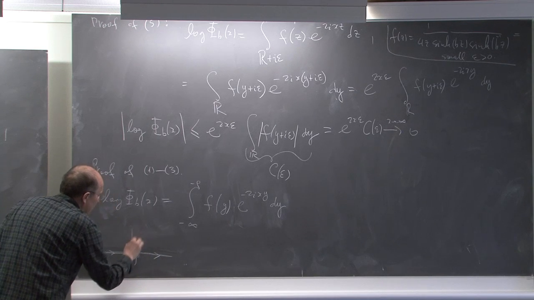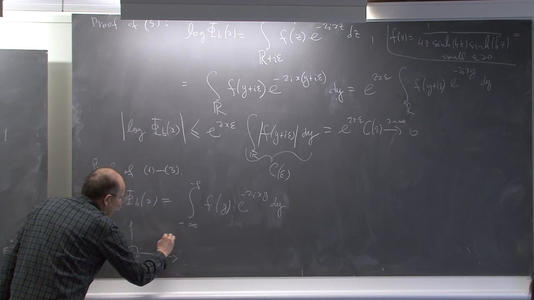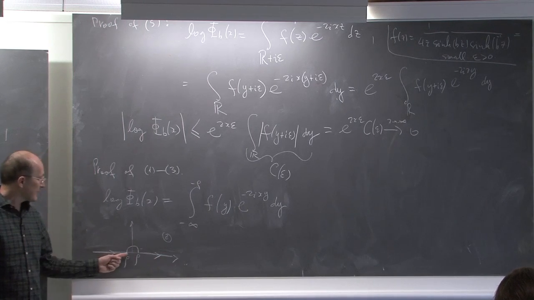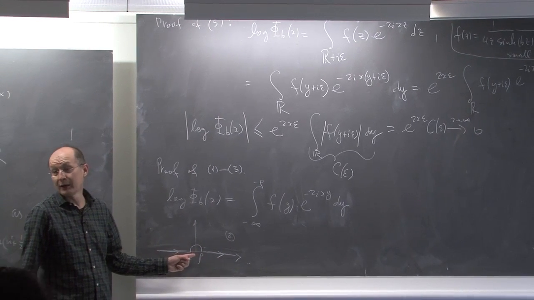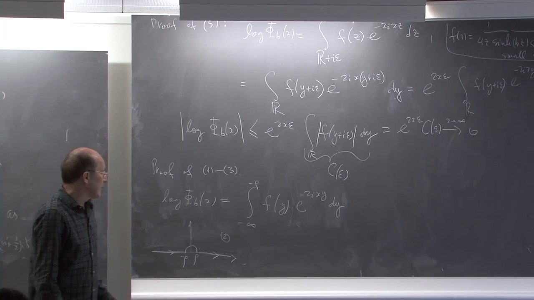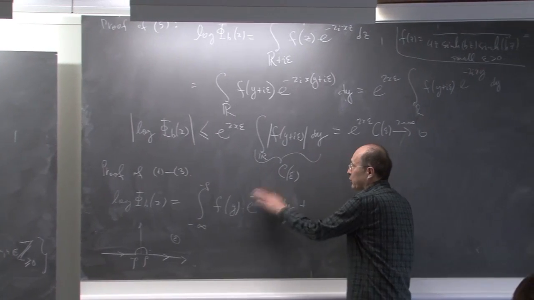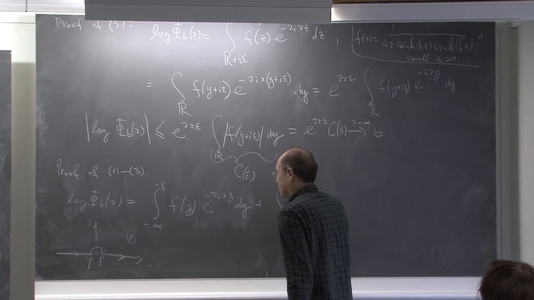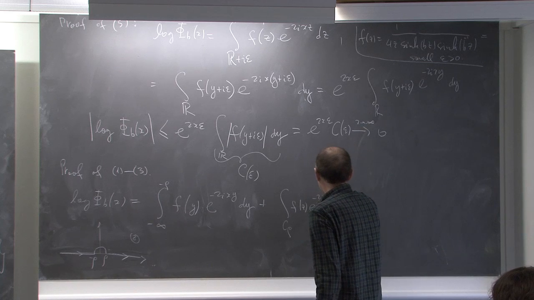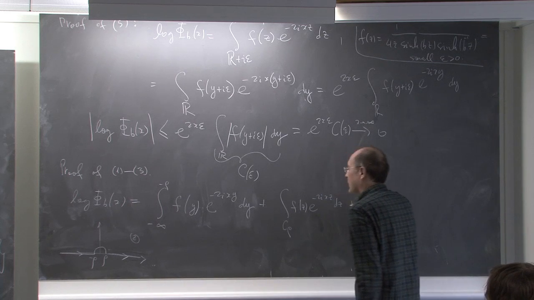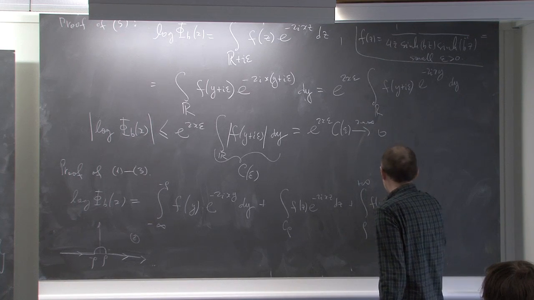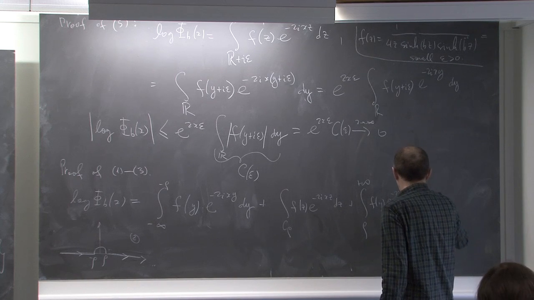Minus rho, rho. So I go along the real line except the small vicinity of the origin where the singularities show up, actually. And then correspondingly, I have three pieces of the integral. So here I just put epsilon equal to 0. Then I continue with 0, f of z e minus 2i x z dz, and plus integral from rho to plus infinity f of y e minus 2i x y dy.